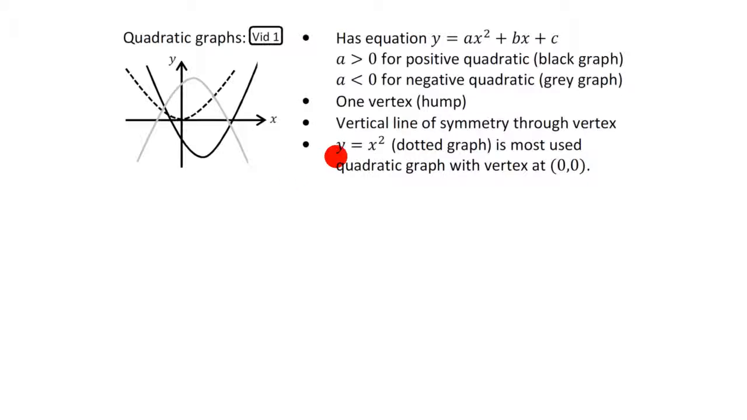And so the only extra quality you have to remember about these kind of graphs, these plain y equals x squared graphs, is that its vertex, the lowest point, goes through 0, 0. Obviously it's a positive quadratic, so it's a smiley face as opposed to a sad face like that grey line.